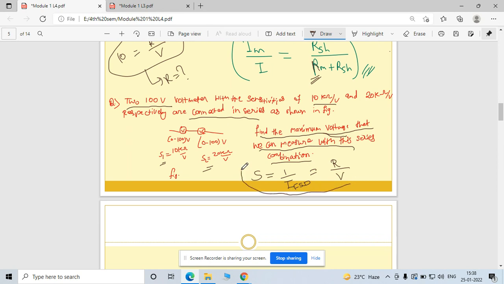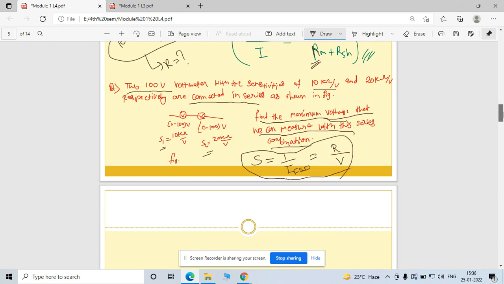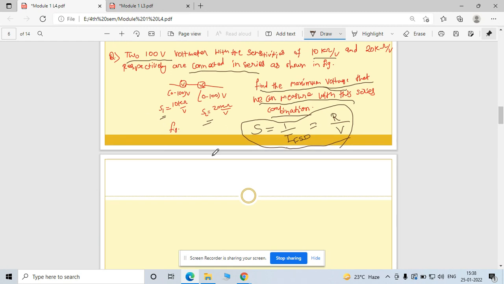For any meter, the safe working current is nothing but the IFSD, the full scale deflection current of that meter. So you need to find out the IFSD for each meter in this combination. The full scale deflection current for meter 1 is 1 upon S1, where S is the sensitivity. So 1 by 10 kilo ohm per volt gives 0.1 milliampere.